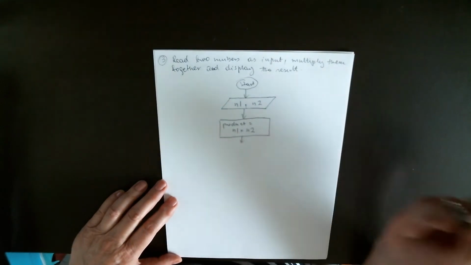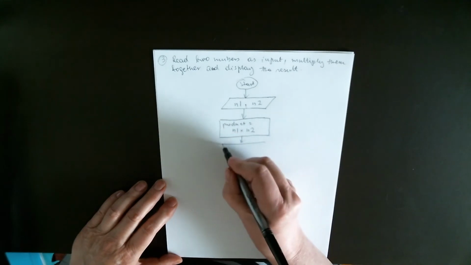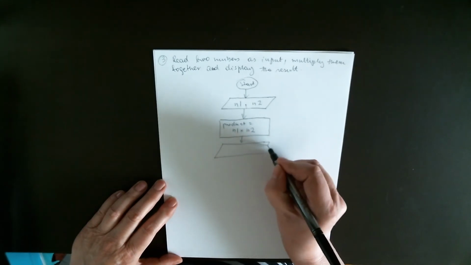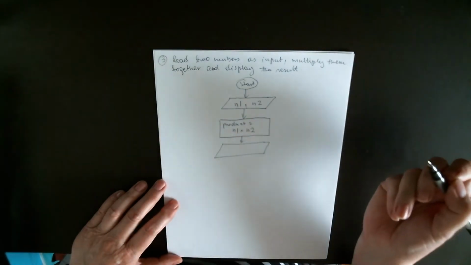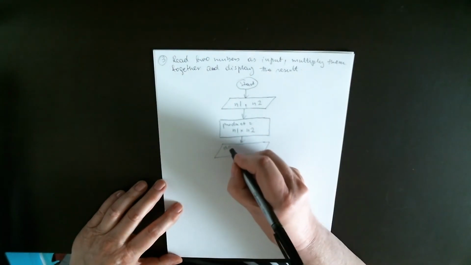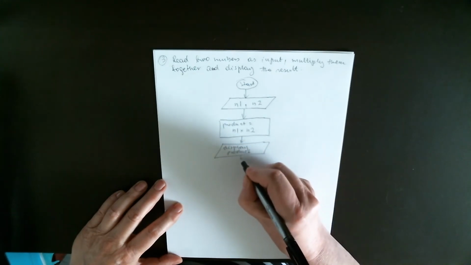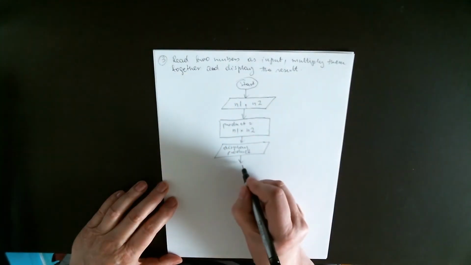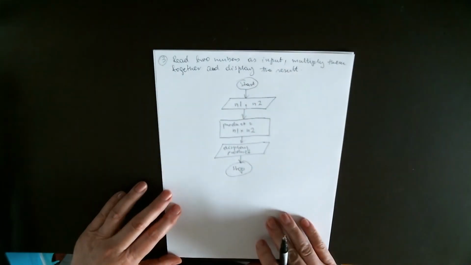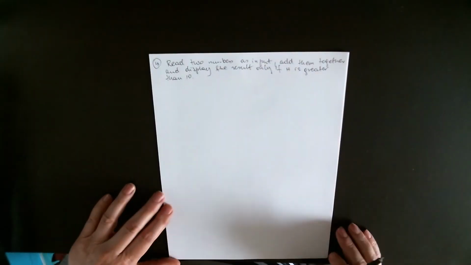So we multiply them together, then display the result. Let's go for it. What's the shape? Parallelogram again, because it's an output. So let's do it. And what are we displaying? The product, what we just calculated. So display product. And if we've done it, we can beautifully stop it. Yay! We've done the third one. Are we good? Let's go for the fourth one.